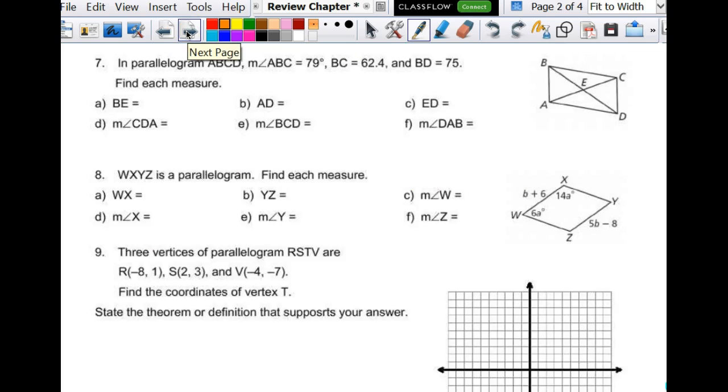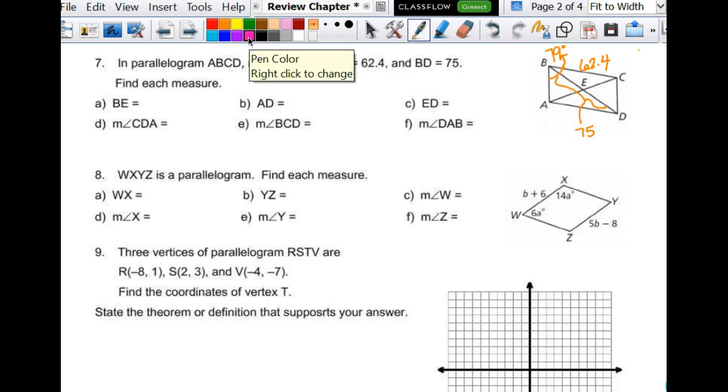So then it says, in this parallelogram ABCD, the measure of angle ABC, this whole angle right here, is 79 degrees. The length of BC is 62.4, and the length of BD, this whole thing right here, is 75.